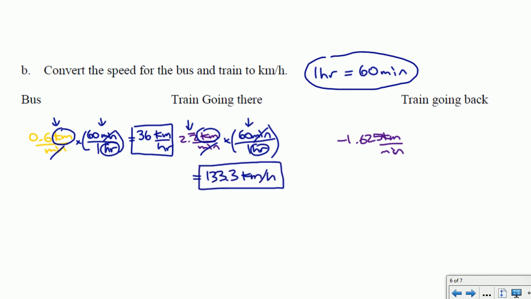Now for the train going back, if we're just dealing with the speed, we can disregard this negative sign. That just gives us the direction. Again, we just need to multiply by the same fraction. 60 minutes up top, hours in the bottom. Minutes cancel out, and we're left with kilometers per hour. So 1.625 times 60 gives us 97.5 kilometers per hour.